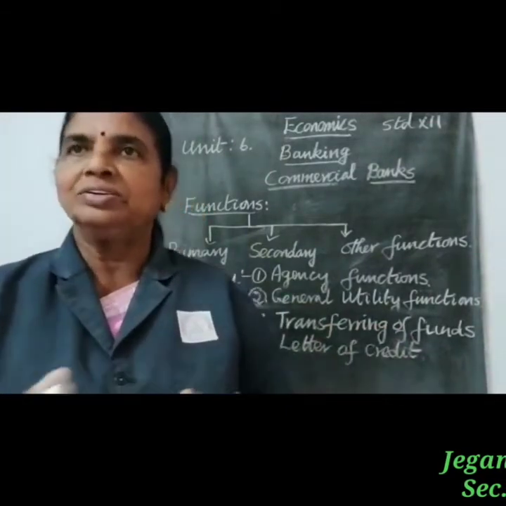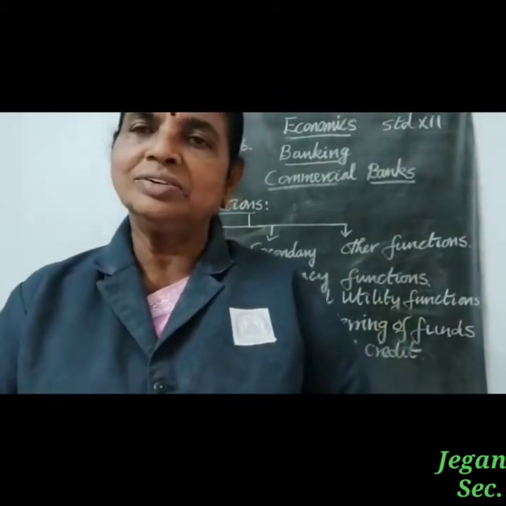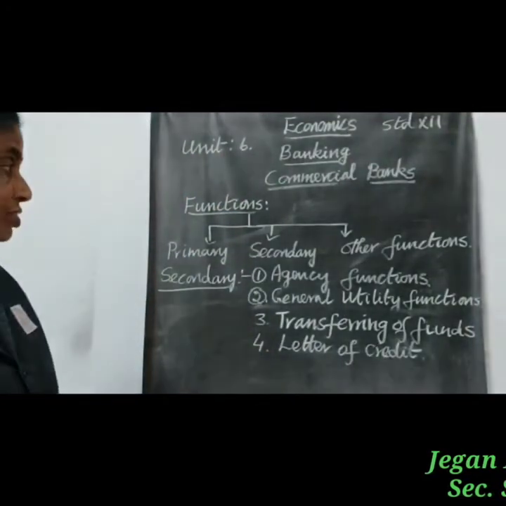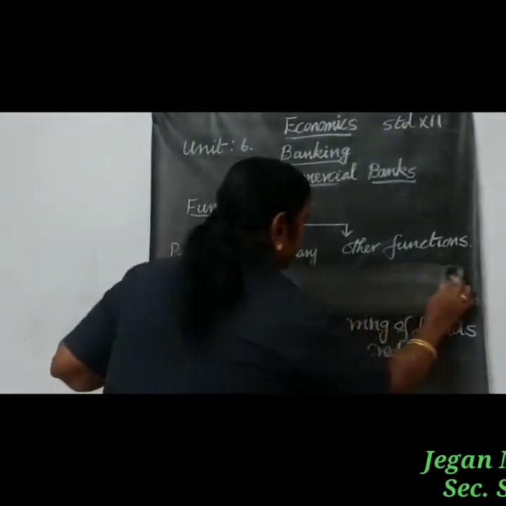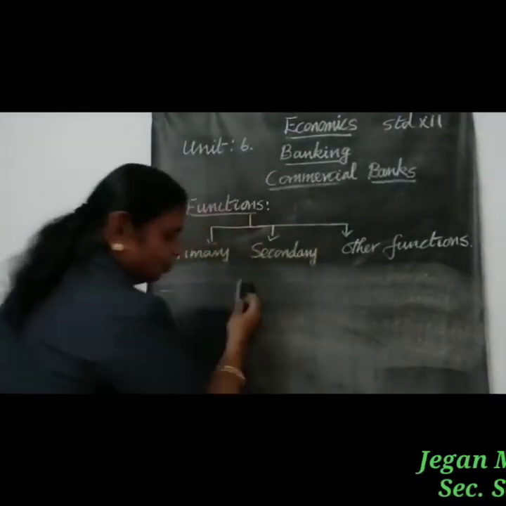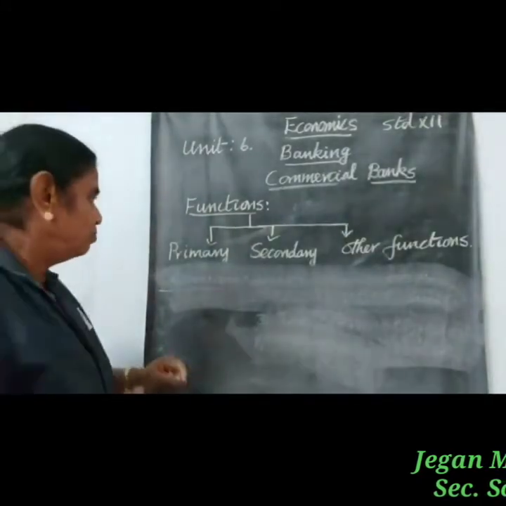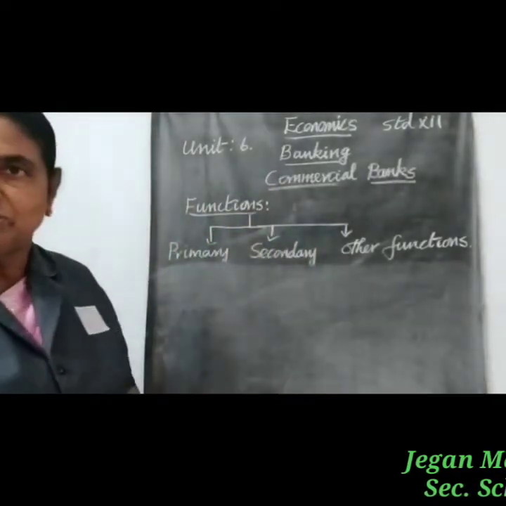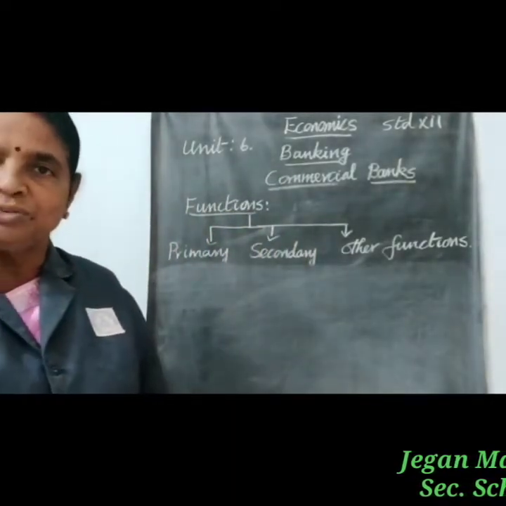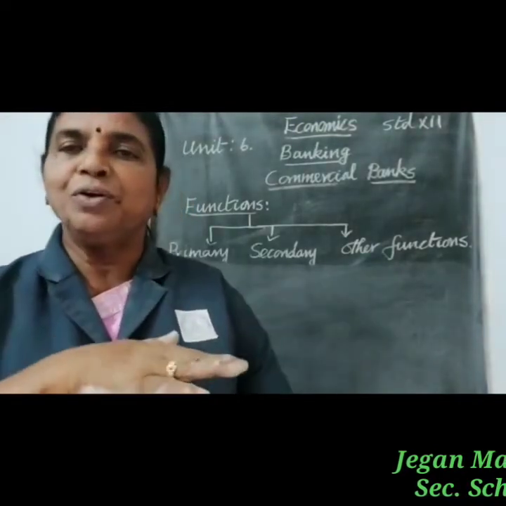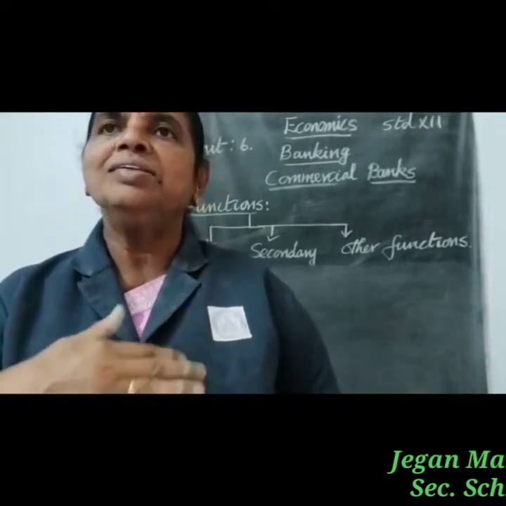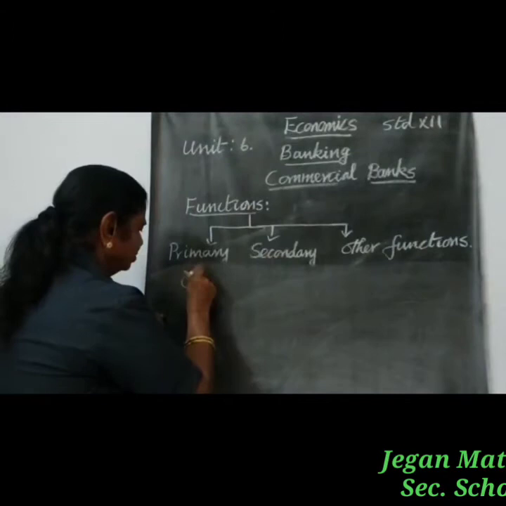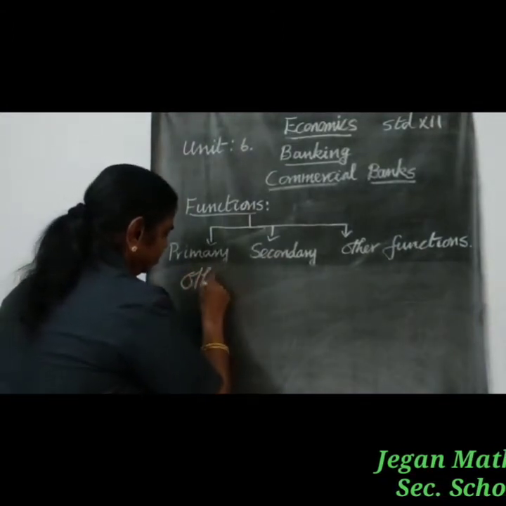And then other functions. So what are the other functions of commercial banks? The first and foremost, under other functions, is money supply. Money supply is easily done by commercial banks. Commercial banks accept demand deposits and then grant loans. So the circulation of money supply is easily carried out by the commercial banks.